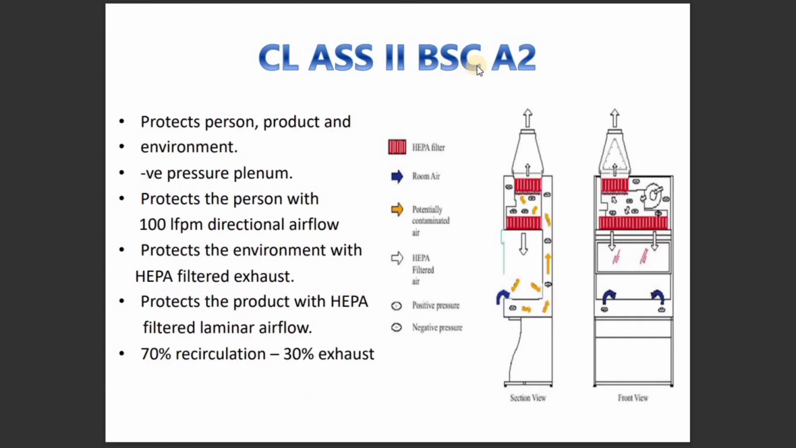Class 2 biosafety cabinet A2. It protects person, product and environment. Negative pressure plenum. It protects the person with 100 feet per minute directional airflow. It protects the environment with HEPA filter exhaust. It protects the product with HEPA filter laminar airflow. 70% recirculation of air occurs and 30% air is exhausted into the environment.